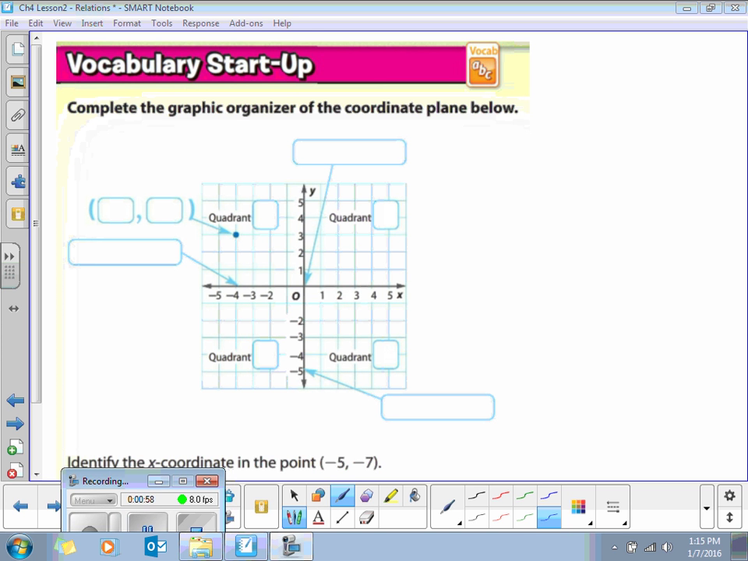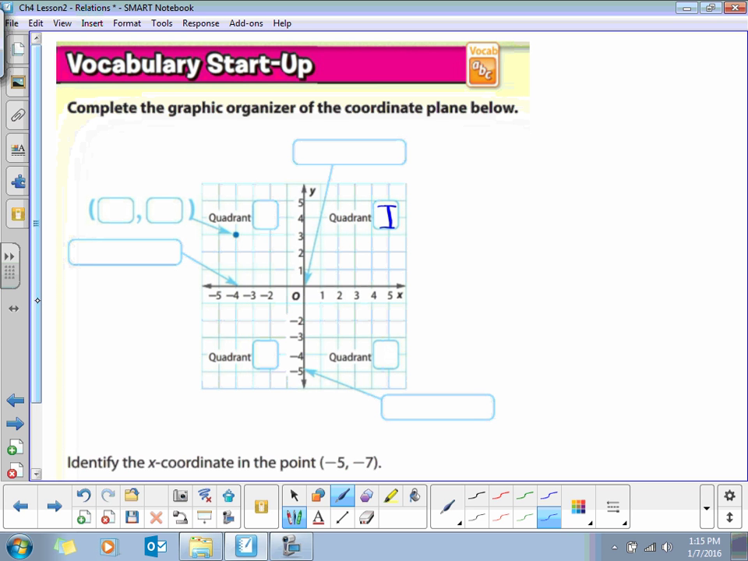So here is the coordinate grid. Let's start off with the quadrants. How do I number those? Which one is quadrant 1? Top left? Top right. This one over here. And when we number the quadrants, we use Roman numerals. So this one is quadrant 1.